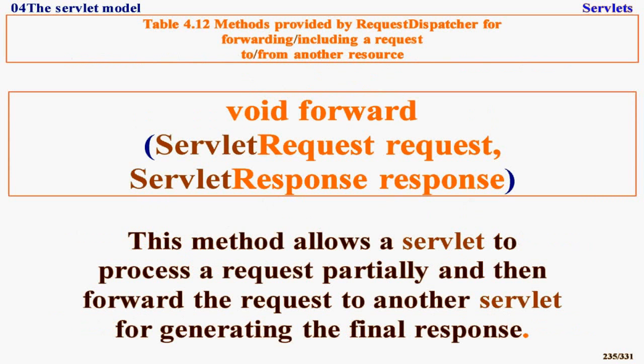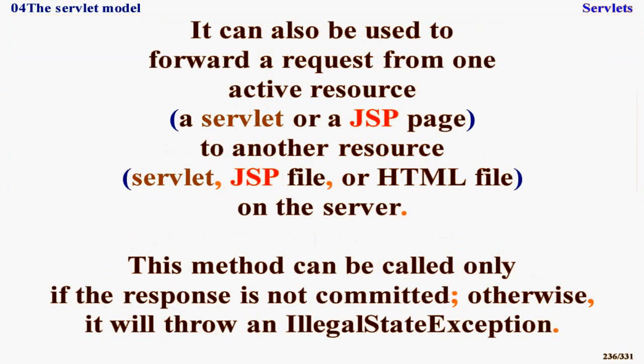void forward(ServletRequest, ServletResponse). This method allows a servlet to process a request partially and then forward the request to another servlet for generating the final response. It can also be used to forward a request from one active resource, a servlet or a JSP page, to another resource, a servlet, JSP file, or HTML file on a server. This method can be called only if the response is not committed. Otherwise, it will throw an IllegalStateException.